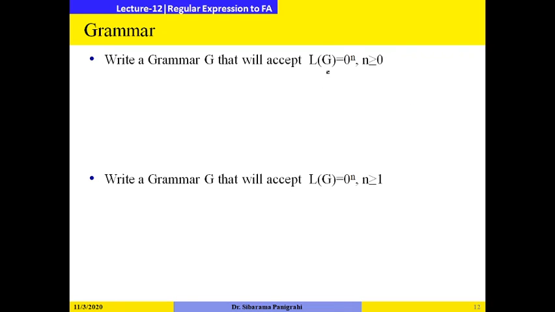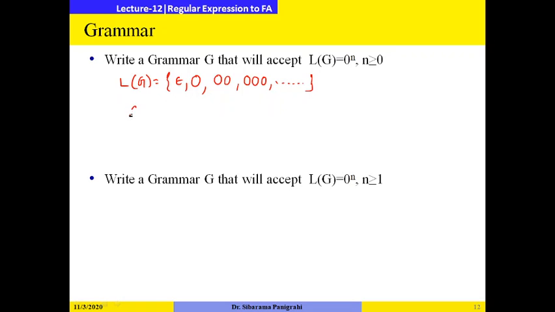Write a grammar that will accept 0 to the power n for n greater than or equal to 0. So what should be the language for this one? L of G is epsilon, because n is greater than or equal to 0. When n equals 0, 0 to the power 0, you will get epsilon. 0 to the power 1, you will get 0. 0 to the power 2, you will get 00. 0 to the power 3, you will get 000. Similarly, you will get all the 0 to the power n strings within this language.